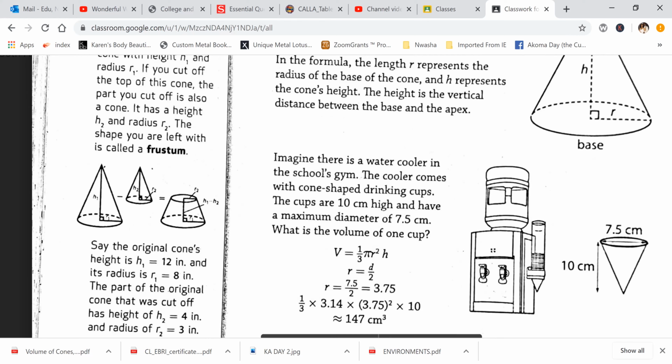So we've got that the height is 12 inches and the radius is 8 inches. So what you want to say is you're going to keep that number 8, right? And say 1/3 pi 8 squared 12. One-third pi. So what number did you get?